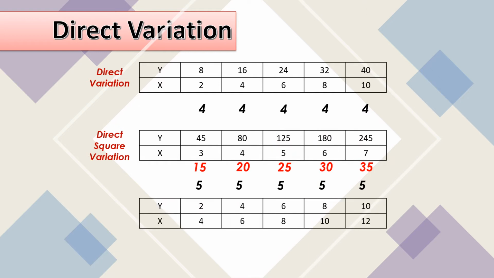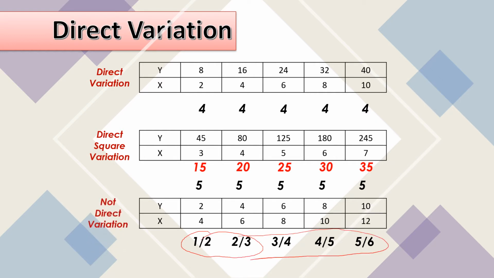Okay, next example, we have 2, 4, 6, 8, 10, pataas. Then 4, 6, 8, 10, 12, pataas pa rin. So, kapag dinivide natin siya, 2 divide 4 is 1 half, 4 divide 6 is 2 thirds, 6 divide 8 is 3 fourths, 8 divide 10 is 4 over 5, 10 divide 12 is 5 over 6. So, kitang-kita naman natin, hindi sila equal. Hindi sila magkakatulad. So, obviously, that is not a direct variation.